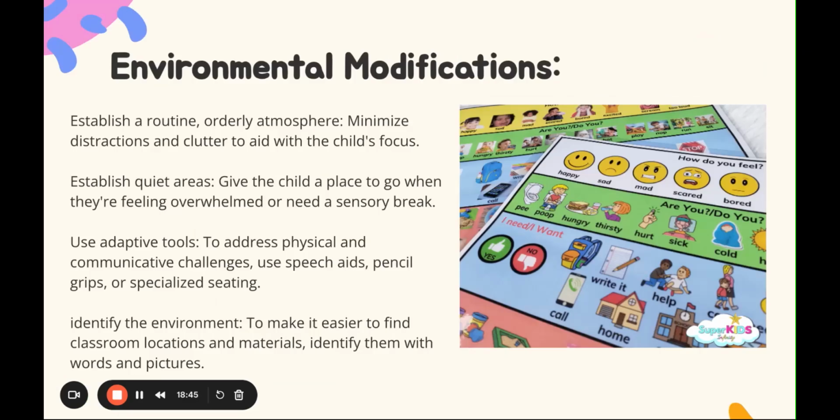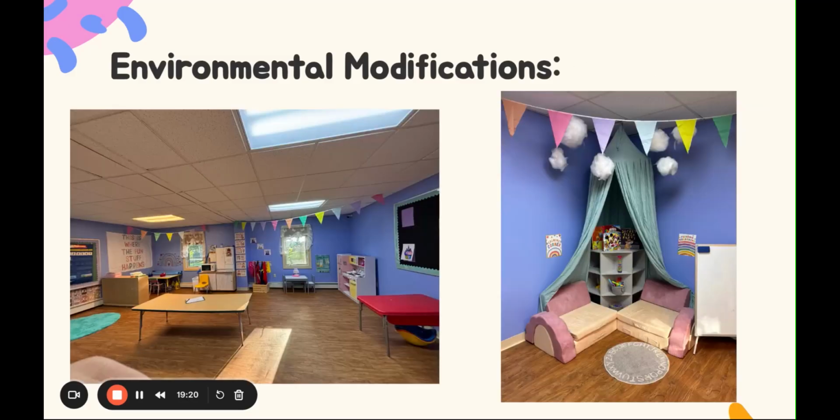Environmental modifications. There are many things I can do as a teacher, such as establish a routine, establish quiet areas, use adaptive tools, and identify the environment. Here's something I could do as a visual tool. We just recently redid all of our classrooms and we took these things into consideration. We have visual aids here, separate play if students need to play by themselves, and we also have a calming corner just for the students that are overwhelmed or might need a minute.